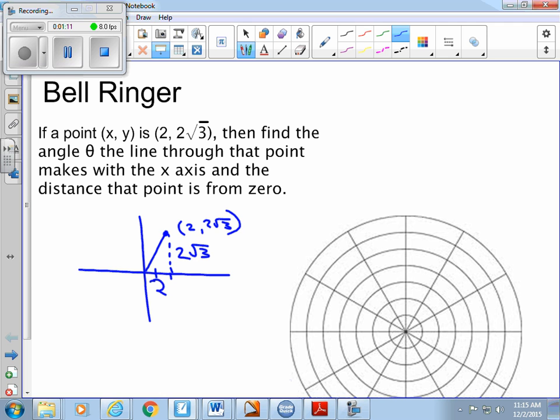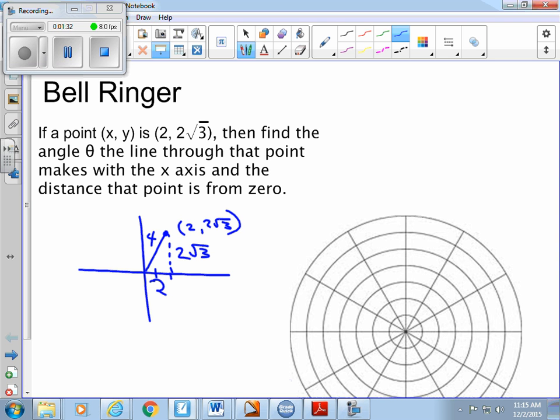Good. I would hope you recognize this as a 30-60 triangle. If not, you could use what? Tan inverse to find the angle. But it is a 30-60-90 triangle. 1 radical 3. This would be double the smallest side, which is 4.